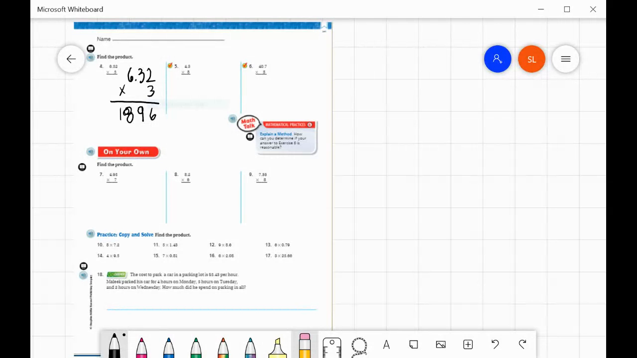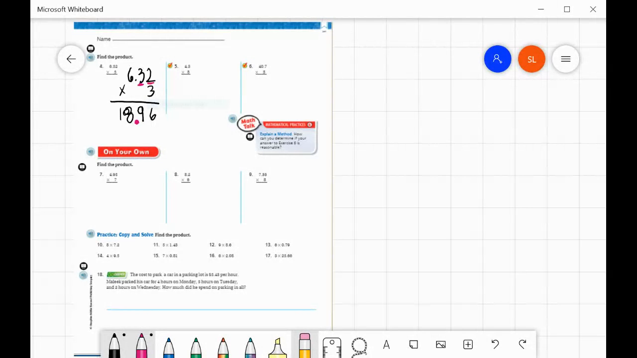All right, now what we do is we have to count everything that is behind a decimal in order to figure out where to place our decimal point. So we're going to count here, and there's none in this, so we're talking about 2 places. So we're going to start behind the 6, and we're going to go over 1, and then over 2, and we're going to place our decimal point. So our answer would be 18.96.